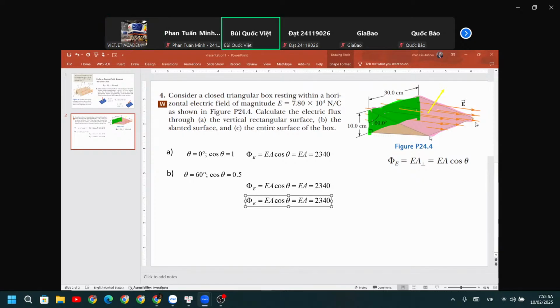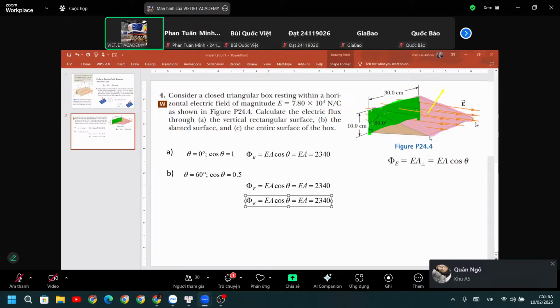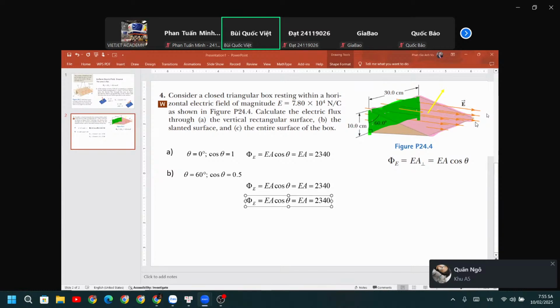10 căn 3 này. 10 căn 3 không? Chắc chắn là không, 10 phải. Em nhầm. 20 chứ đúng không? 20. 20, right?